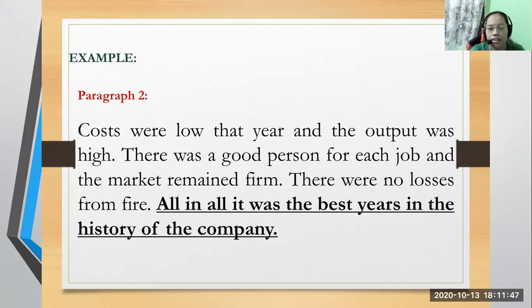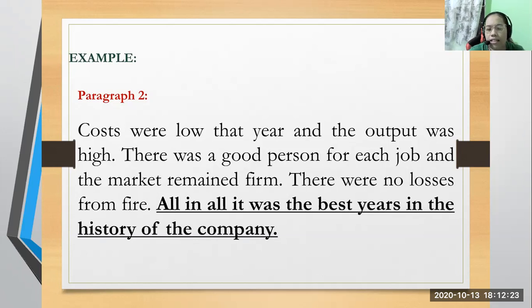Okay, here is the answer. Costs were low that year and the output was high. There was a good person for each job and the market remained firm. There were no losses from fire. All in all, it was the best year in the history of the company. So why do you think that is the main idea? What do you think is the topic of the paragraph? The topic is all about the best year in the history of the company.